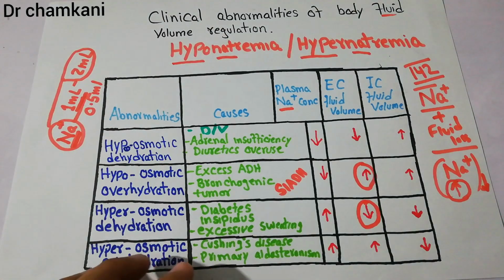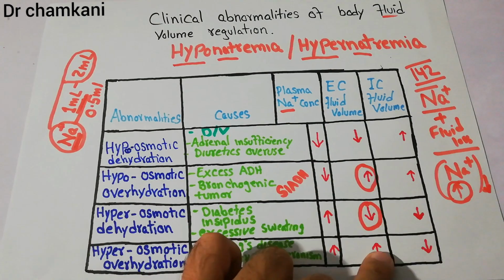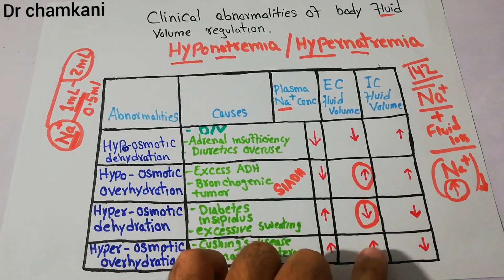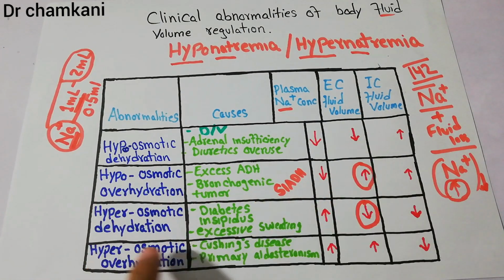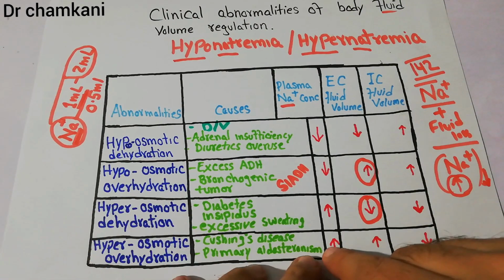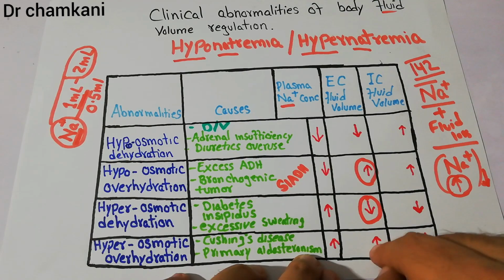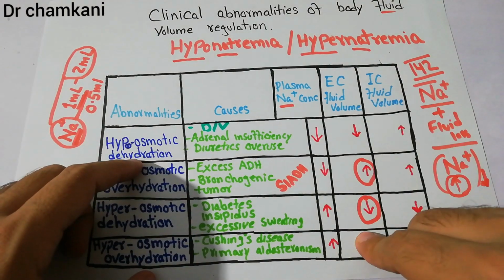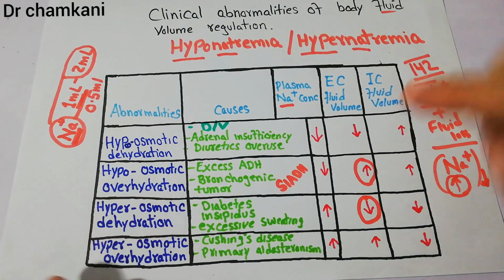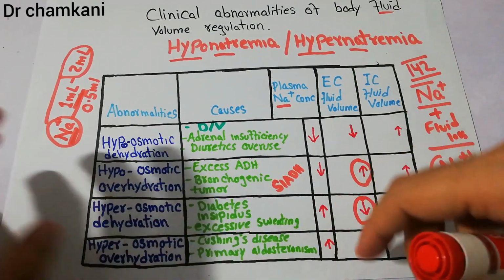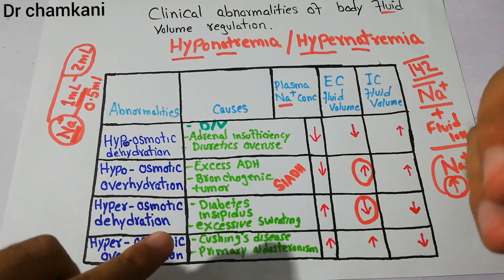Finally, there are some conditions in which there is fluid absorption along with sodium absorption. In excessive ADH, only fluid is absorbed. But in Cushing's disease and in primary aldosteronism, there is absorption of sodium and there is absorption of fluid. So both the extracellular fluid and the sodium concentration increase, and there is a hyper-osmotic condition because the number of osmoles are increasing, because the osmolarity is increasing.